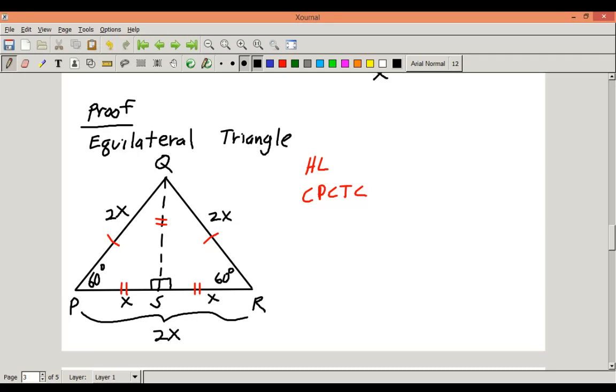Okay, so the first part of our proof was that the hypotenuse is twice the shorter leg. Do you see it right there? There's your hypotenuse right there. That's 2x. And there's your shorter leg.